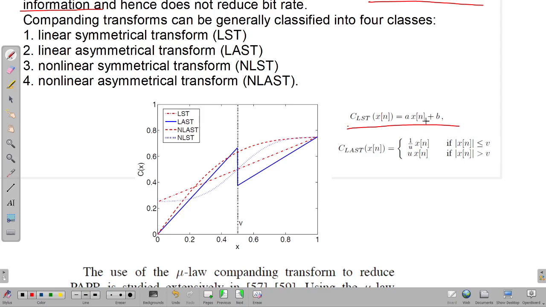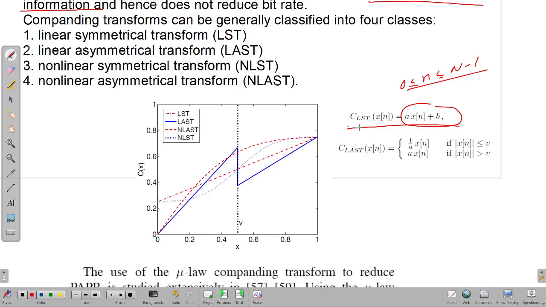So x of n is the OFDM signal, where n ranges from 0 to N minus 1, and each of these points from 0 to N minus 1 is transformed using this expression a times x of n plus b, and you get C_LST of x of n. And you can see here LST is this line that goes like this. This is a graph which shows where x is the input signal, and the output of the transform is C of x. You can consider x as any variable, ranging from 0 to 1, and how the transform maps it on its axis.